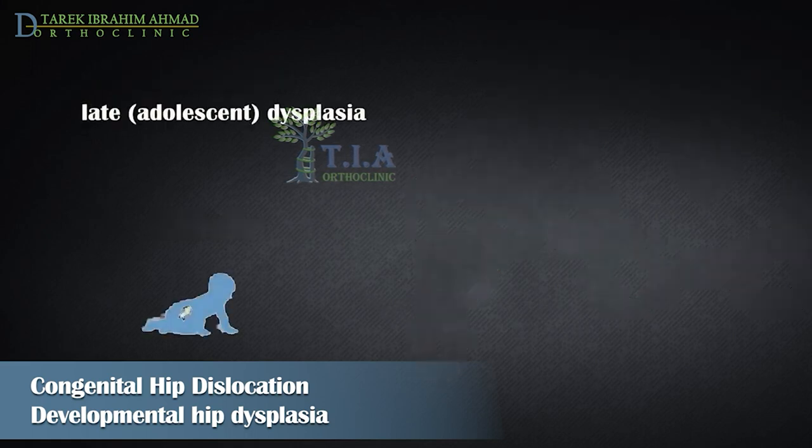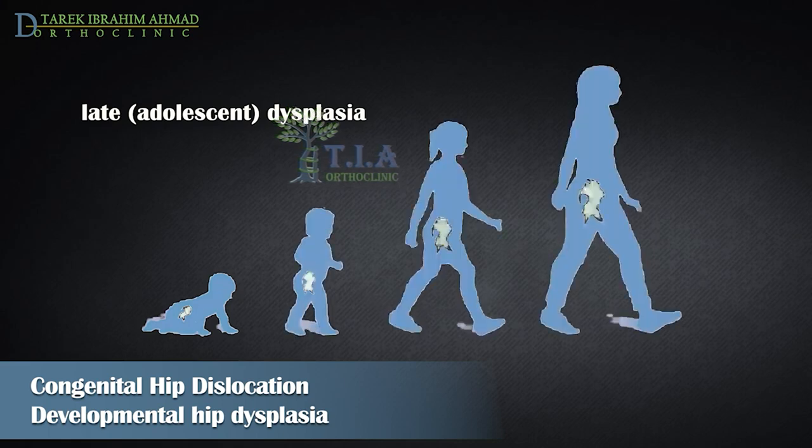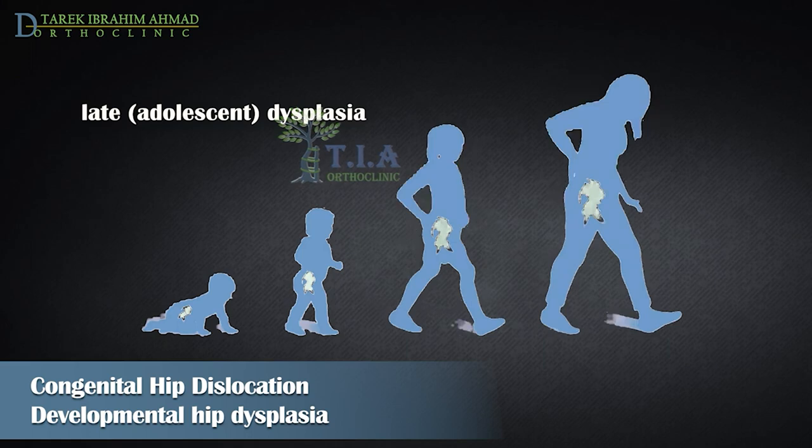If the child's symptoms are mild, it can go unnoticed during infancy and childhood. In some cases, it might worsen, causing hip pain later in life. When this occurs, we refer to the condition as adolescent hip dysplasia.